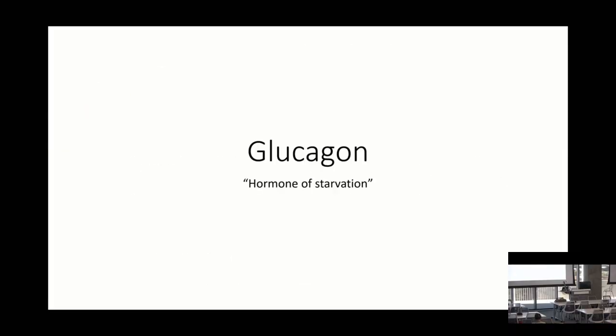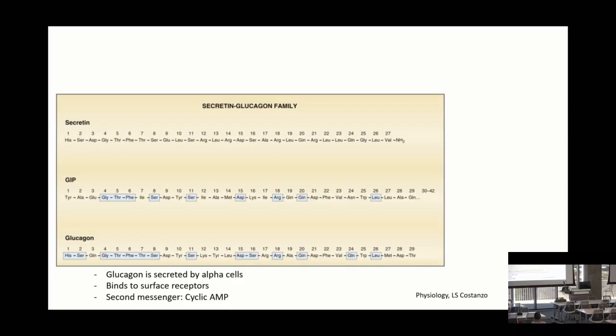So glucagon, contrary to insulin, is predominant during the starvation phase, when there are no calories. It's kind of the opposite of insulin. This is the glucagon molecule, similar to secretin and GIP, and secreted by alpha cells, like we talked about. It binds to surface receptors. It's a peptide and uses the second messenger cyclic AMP, which happens to be one of the more common second messengers for most peptide hormones.